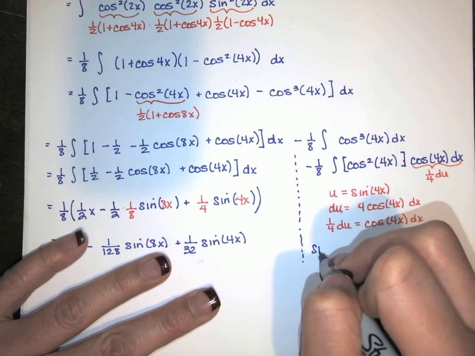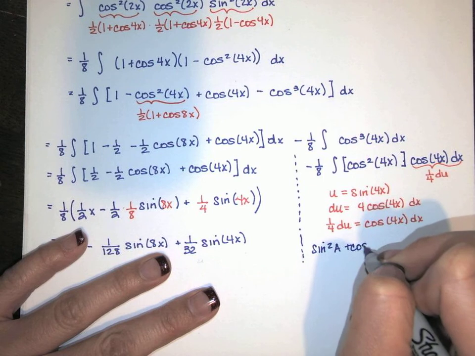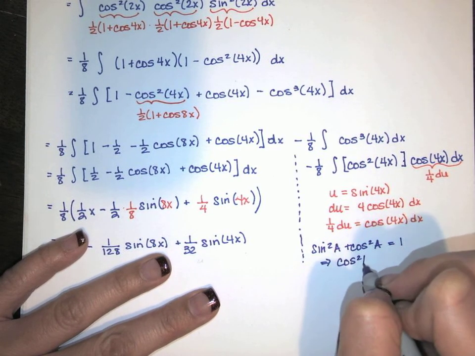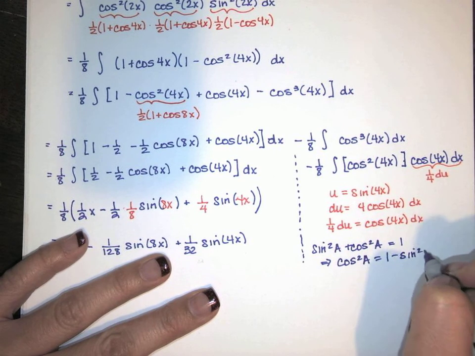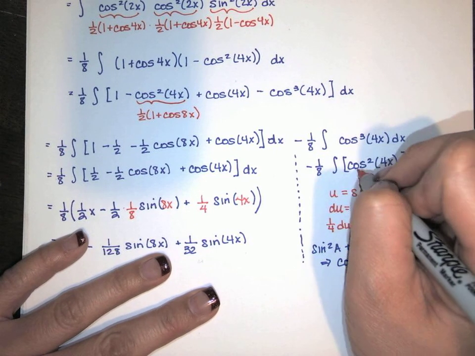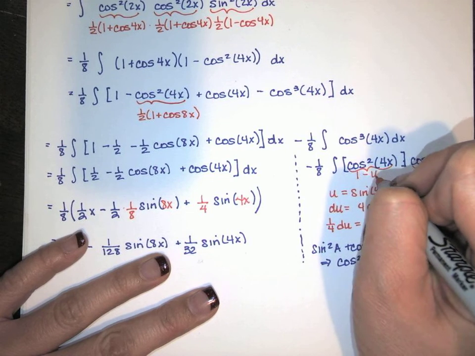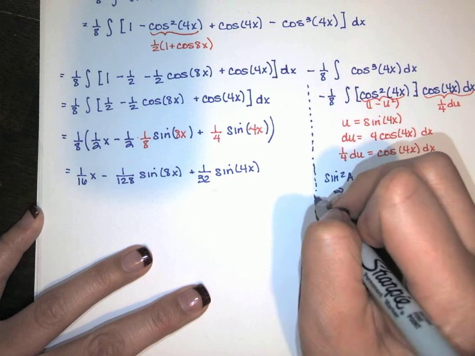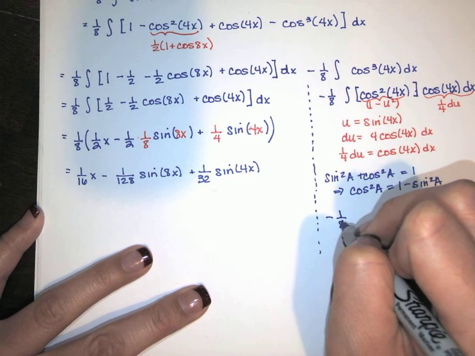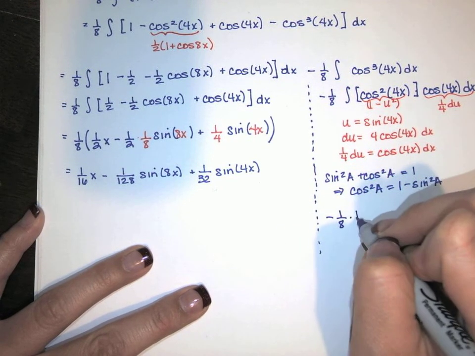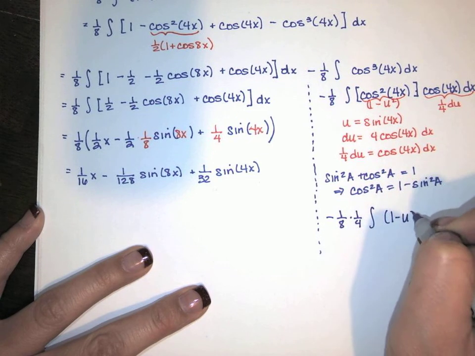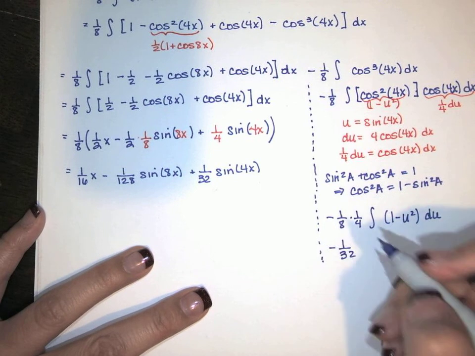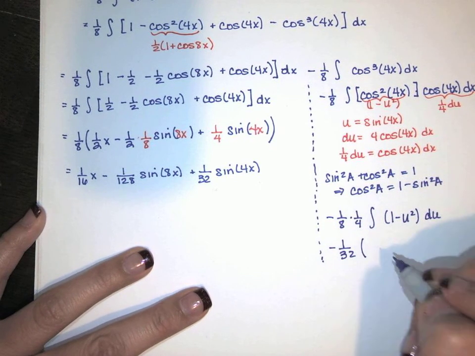So remember, if I have sine squared of some angle plus cosine squared of that angle, I get 1. So cosine squared is 1 minus sine squared. In our case, sine is u, so that's 1 minus u squared. Don't forget your parentheses. All right, so we're almost done with this guy. Got negative 1/8 times 1/4 times the integral of 1 minus u squared du. So it's negative 1/32 times our antiderivative here.